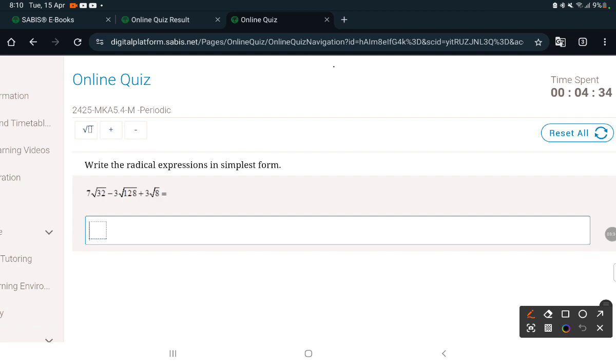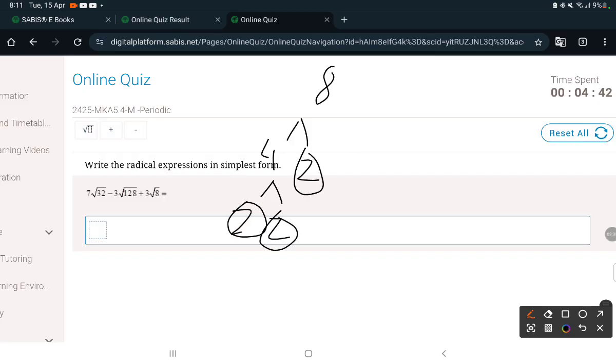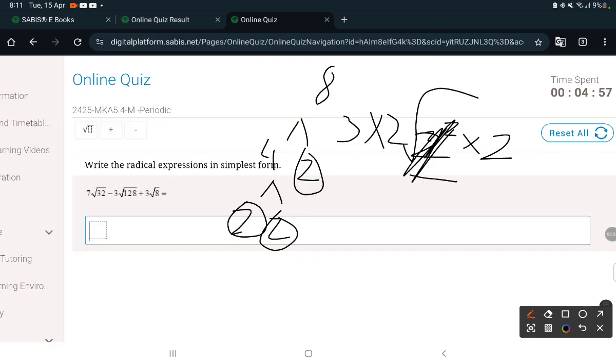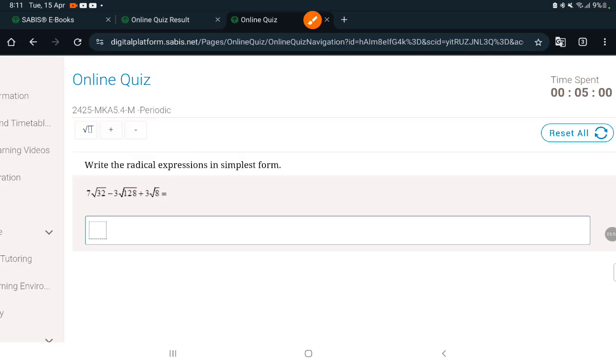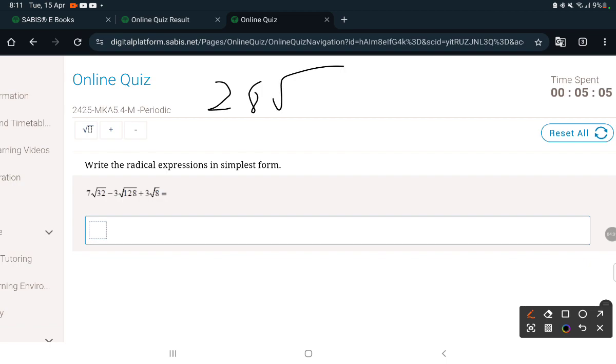So far we have 28 radical 2 and minus 24 radical 2. And then lastly we have 8 in prime factorization, which is just really simple. 4 and 2, 2 and 2. Okay, so we're going to keep this 3 outside, 2 squared multiplied by 2. So we take 1 two out. So it's going to be 6 radical 2. So let's show you what we got already now. We have 28 radical 2 minus 24 radical 2 plus 6 radical 2.